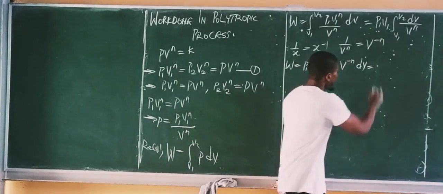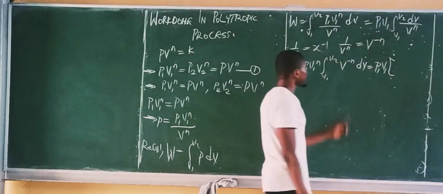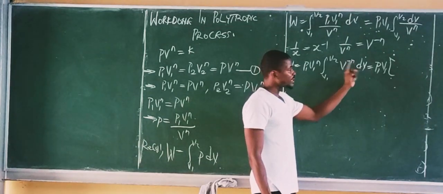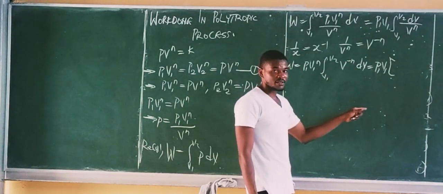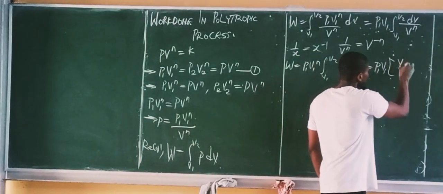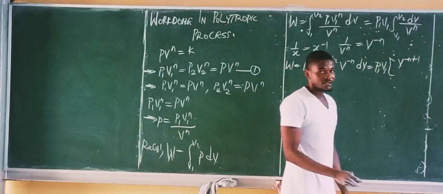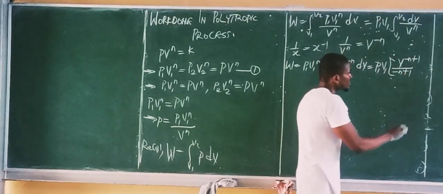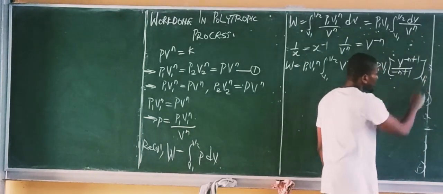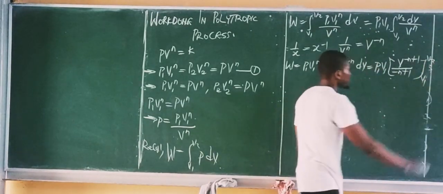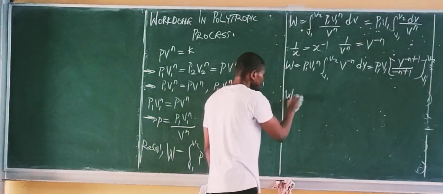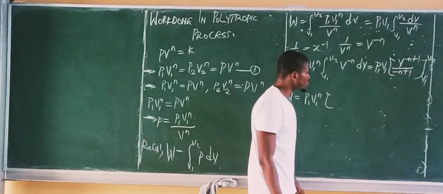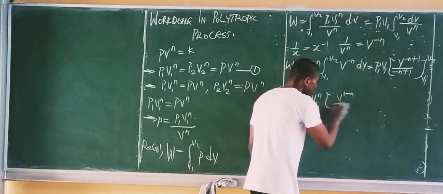So I can now integrate. This is now equal to P1 V1 to the power of n. If I integrate V to the power of minus n, the rule of integration simply says add 1 to the power, divided by the power plus the 1 we added. So we have V to the power of minus n plus 1, divided by minus n plus 1, with limits V1 to V2. So work done is equal to P1 V1 to the power of n into V to the power of 1 minus n all over 1 minus n.